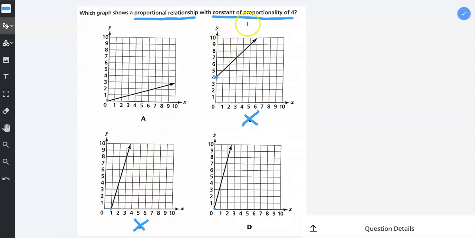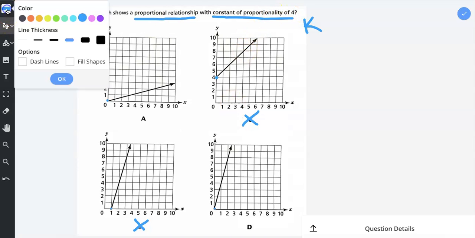The next thing we need to check for is the constant of proportionality of 4. Remember, constant of proportionality is another name for unit rate, or you could say K. So we're trying to figure out K in A and in D. So we need to choose a point from A and find the unit rate, choose a point from D and find the unit rate, and figure out which one has a unit rate of 4. So I'm going to go ahead and make this line a little bit less thick.